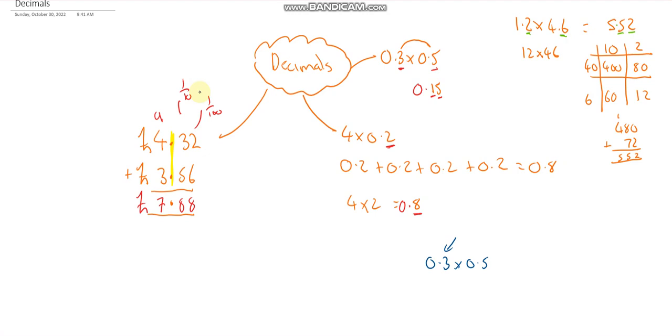Well, we said before this was the tenths, didn't we? So that's actually the same as saying, well, I've got 3/10. That's the same as saying I've got 5/10. And when we multiply our fractions together, we multiply the top line and we multiply the bottom line. So that's saying I've got 15/100. And if I've got 15/100, then I've got 0.15. So it's the exact same answer, but it's a different way of doing it, where you turn this into fractions. So there's a few different ways of doing that.